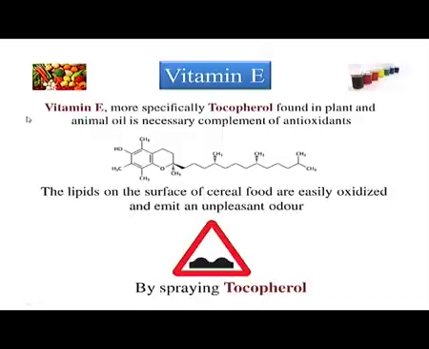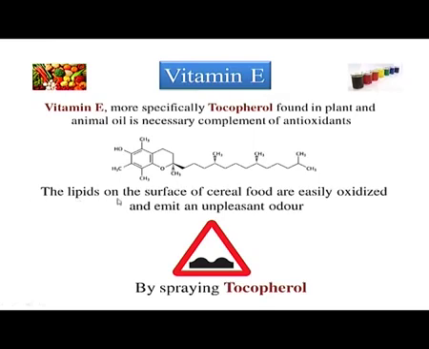Okay. We will discuss only one representative compound, and this compound is vitamin E, which is more specifically called tocopherol. It is found in plants and animals, and it is a necessary complement of antioxidants, right. There are other vitamins also like ascorbic acid. Vitamin C is also a fantastic antioxidant molecule. We will only consider vitamin E.